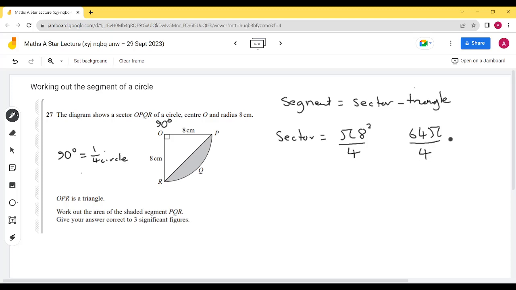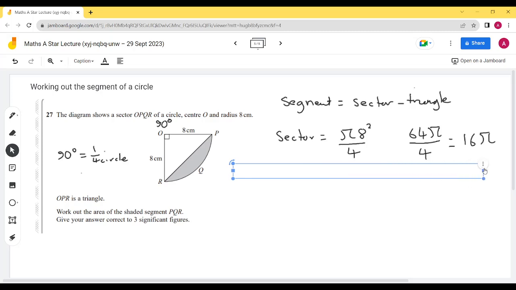Which you can just write as for now in terms of pi, because you can do 64 divided by 4, it's going to give us 16 pi. And if ever you've got a question like this, even if it's a calculated question, what I would recommend in the midpoint, if you haven't yet finished a question, is not to round, because you don't want to round in the middle of a question, it changes your answer.